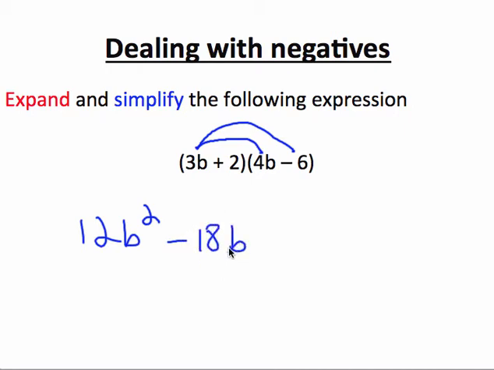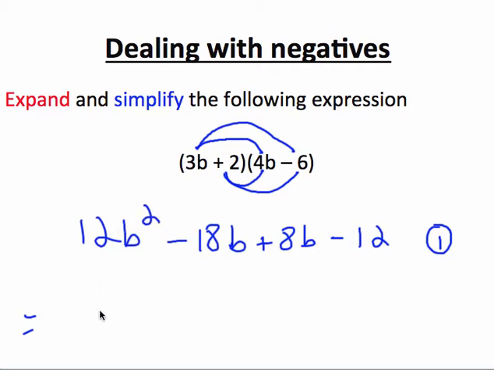It's really important that I remember that. Then I've got 2 times 4, which is plus 8b. And I've got 2 times negative 6, 2 times minus 6, which gives me minus 12. And again, there's my 1 mark. So for my second mark, I've got to simplify.